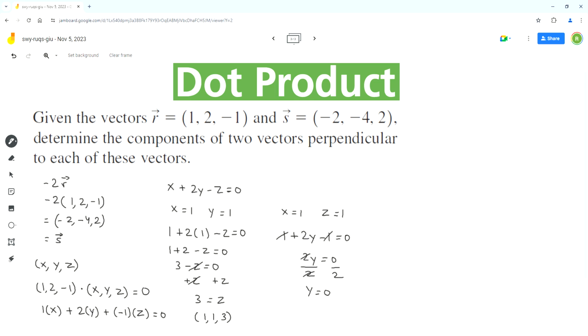So the second vector that's perpendicular to vectors r and s can be 1, 0, 1. So out of the infinite vectors that can be perpendicular to vectors r and s, these are 2 vectors. So this should be the final answer for this problem. So these are the steps you have to keep in mind to solve a problem like this one.